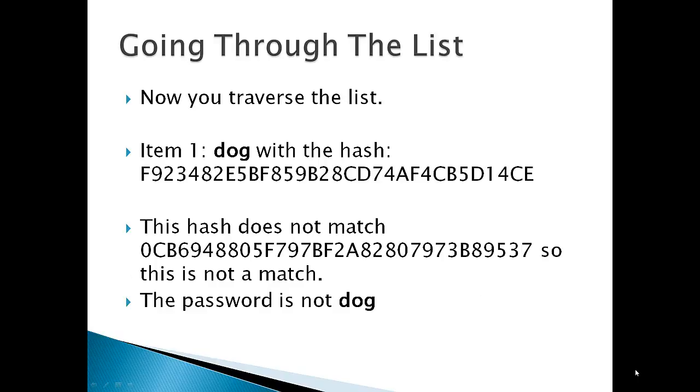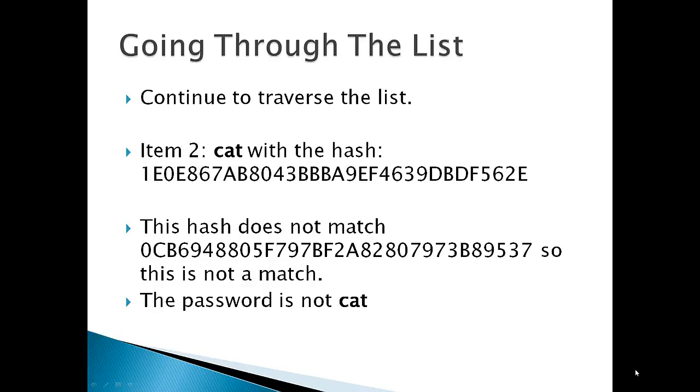Item 1 is dog. So we hash dog. We get F923482, etc. That big long hash there. This does not match the collected hash that we have. The collected hash obviously is 0CB69488, etc. So it's not a match, which means the password is not dog. So we continue to traverse the list.